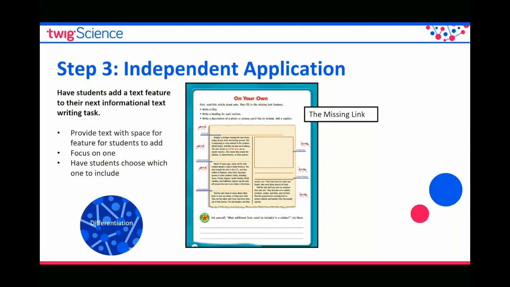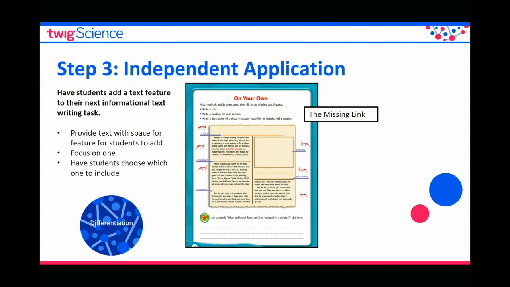And the third step is what I call the missing link, the independent application. This is where I see in a lot of classrooms the instruction falling down. If we don't have students apply that text to their own writing, they really don't internalize the value of text features. So you see here on the side, I've given you sort of a differentiated way of introducing application for your students.